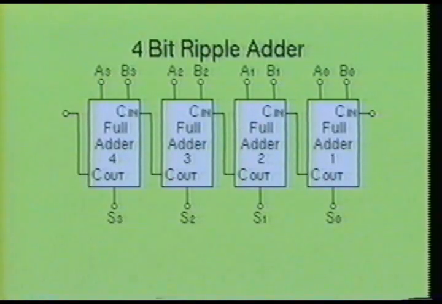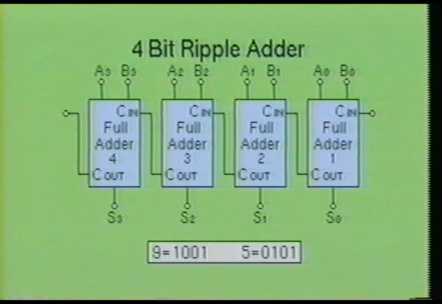Here we see a simple 4-bit ripple adder circuit. As you may have already noticed, the stages are all full adder devices with a carry in and a carry out. Inputs A0, A1, A2, and A3 will form one of the 4-bit numbers. And inputs B0, B1, B2, and B3 will form the other 4-bit number.